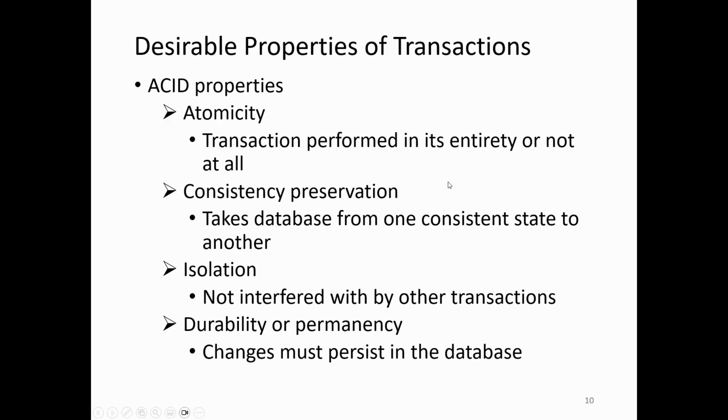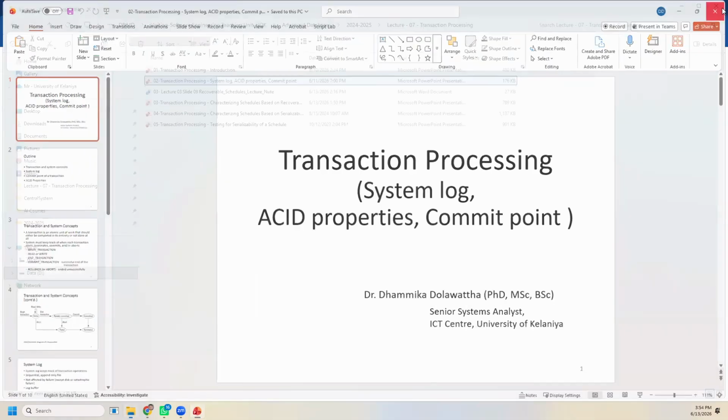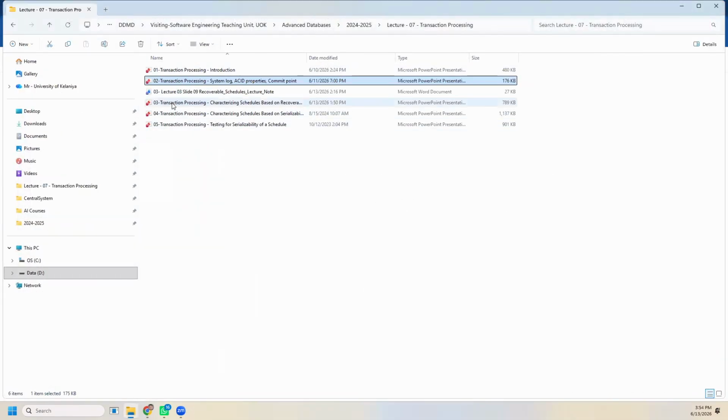Okay, so this transaction processing topic, ACID properties and commit points, is finished. This is a subsection under the transaction processing lecture section. So we can start another thing.